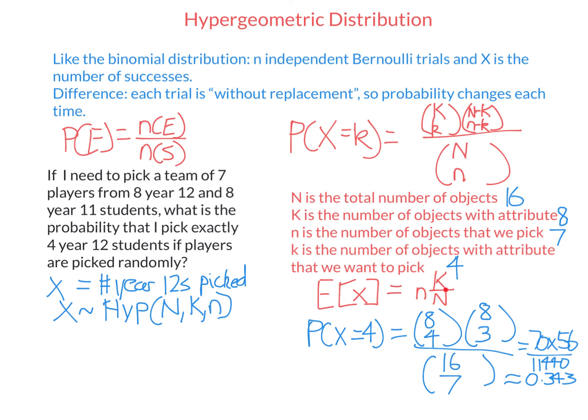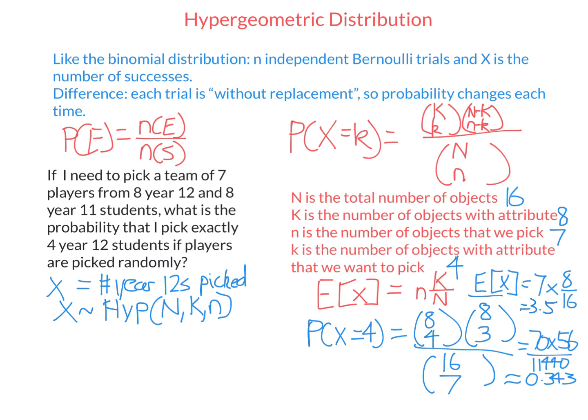So we also have a formula here to calculate the expected value of x. So the expected number of year 12 students would just be little n times big K over big N. So 7 times 8 over 16, 7 times a half. That makes sense. Half of the students were year 12. So we expect half of the 7 would be from year 12. Now, half of 7 is 3.5.